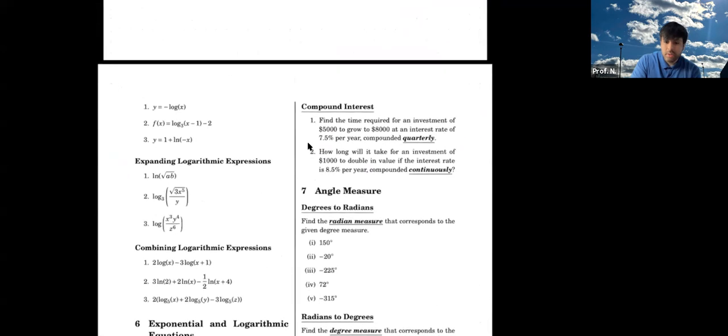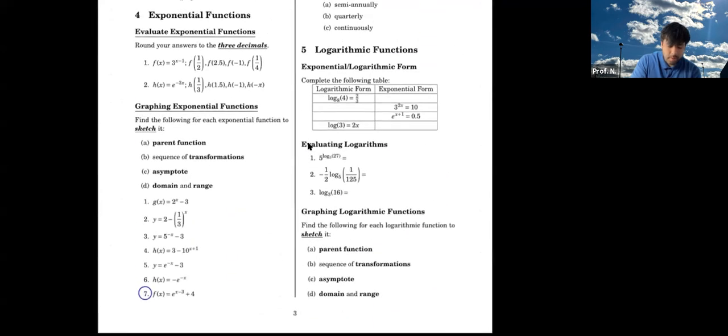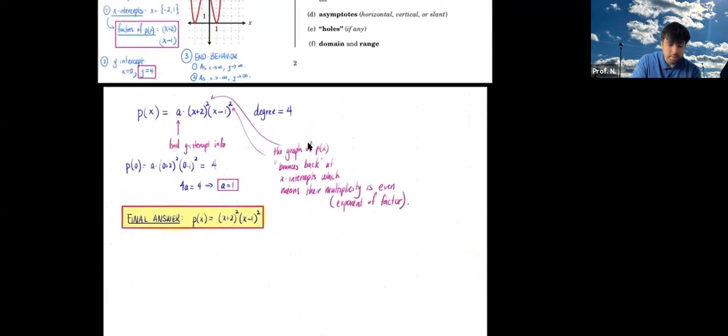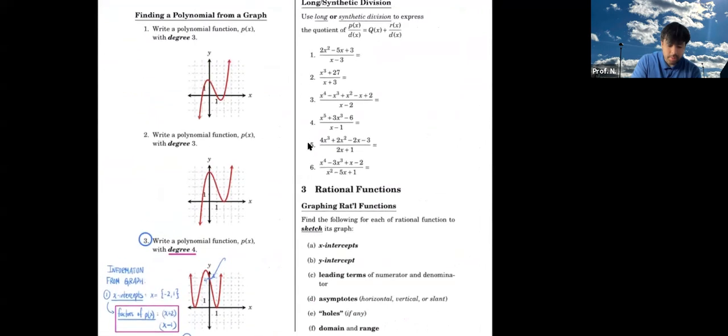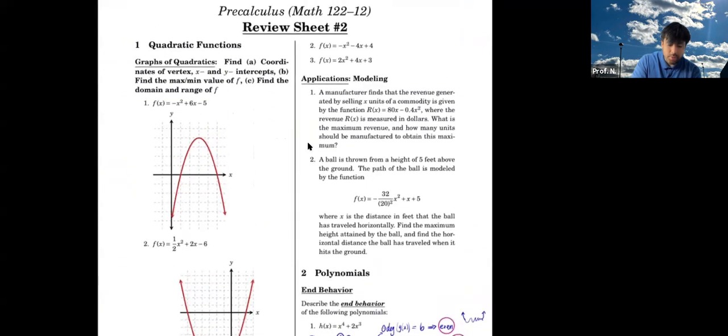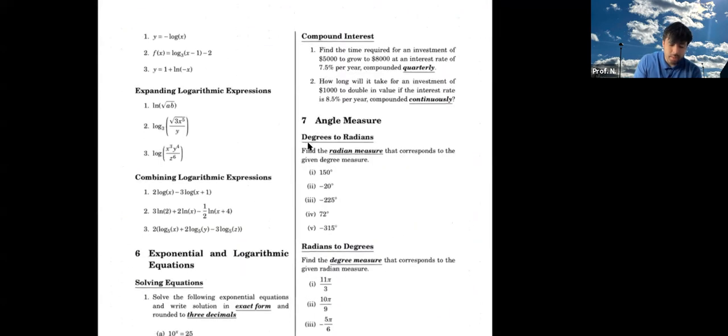We got logs here as well. We got rational functions, the graphs of that. Now that's pretty good. Good stuff. Synthetic division, quadratic modeling. So can you do logs? Yeah. So what part of logs?